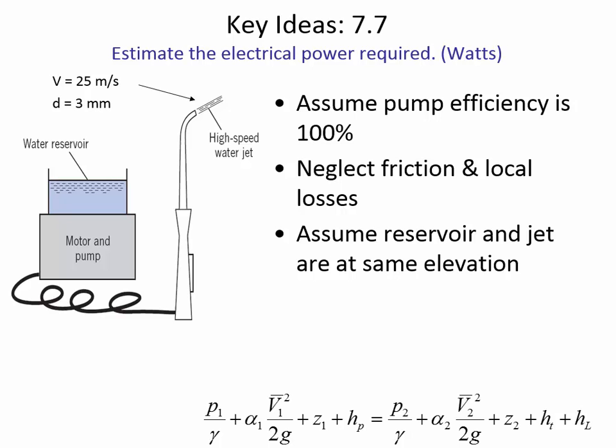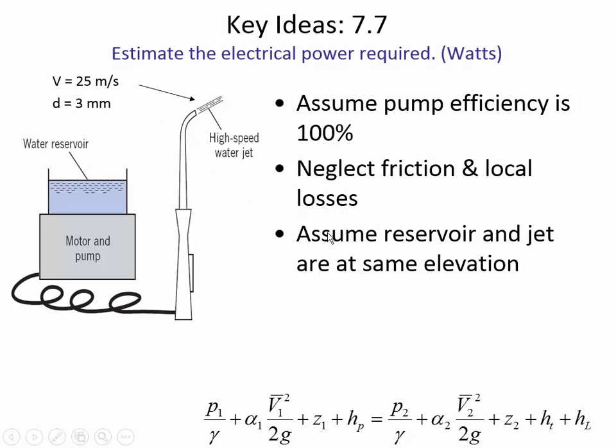Okay, because it always has to be where the water's coming from and where it's going to, because the pump head term is on the left and the turbine head term is on the right. So here's the motor and the pump. That means that the water is going from the reservoir to the jet. So yeah, just as you guys were saying, 1 is here and 2 is at the jet.